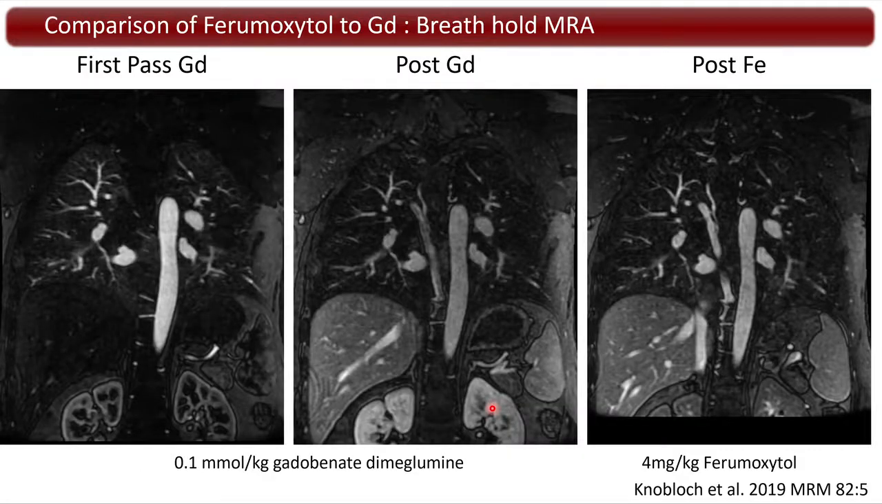Now, if we just compare ferumoxytol to gadolinium, using identical protocols with breath-held MRA, you can see the kind of image quality you might expect from ferumoxytol. The first pass MRA using gadolinium on the left here shows nice contrast, nice visualization of structures. An image acquired immediately after the first pass also looks quite good, although there's some reduced contrast between some of the structures, simply due to contrast dispersion.